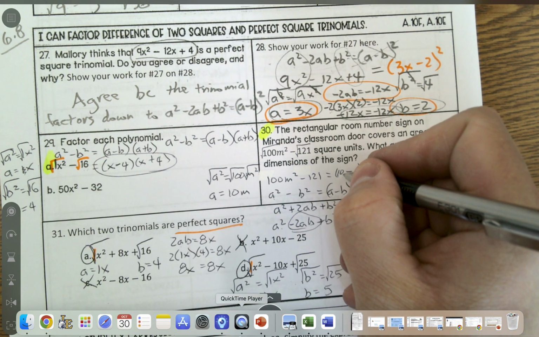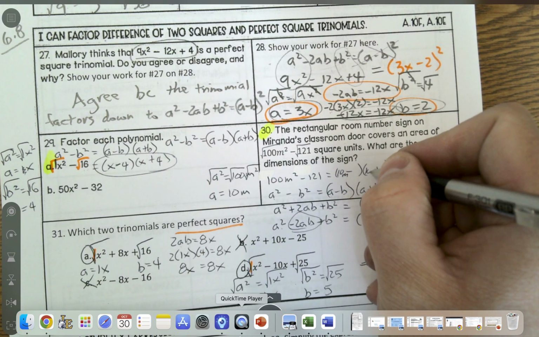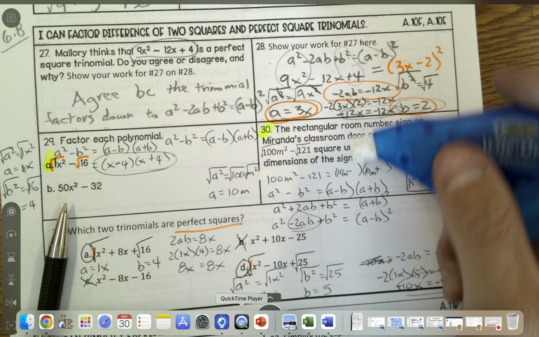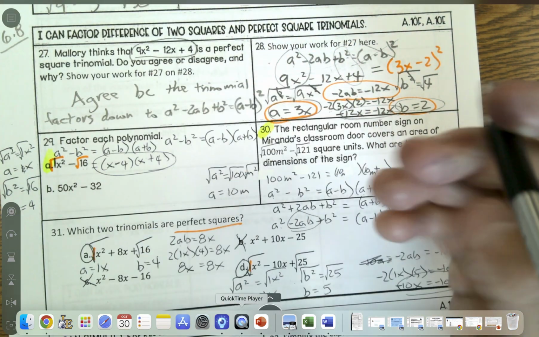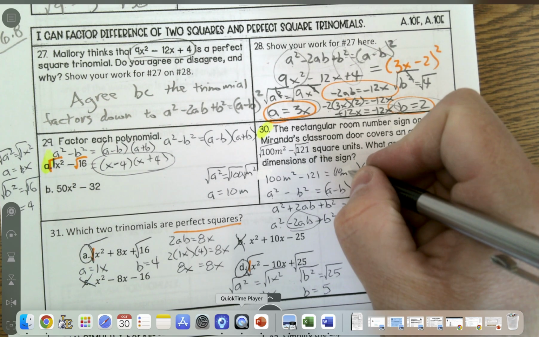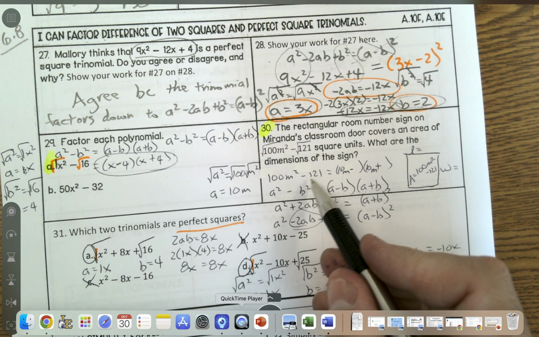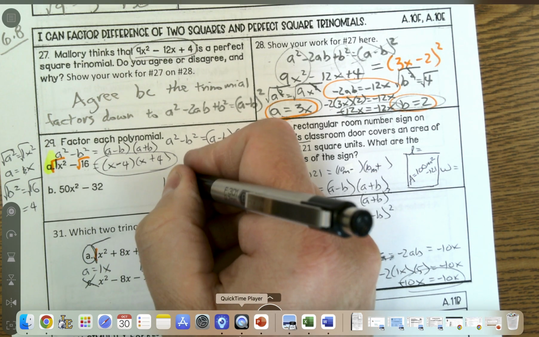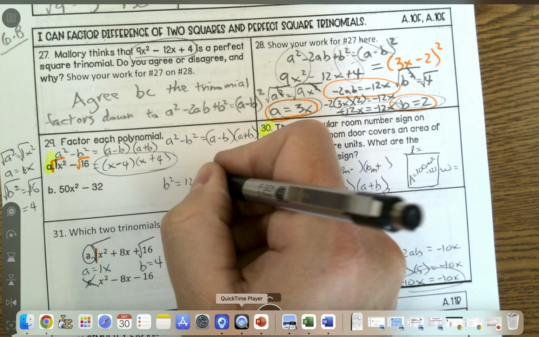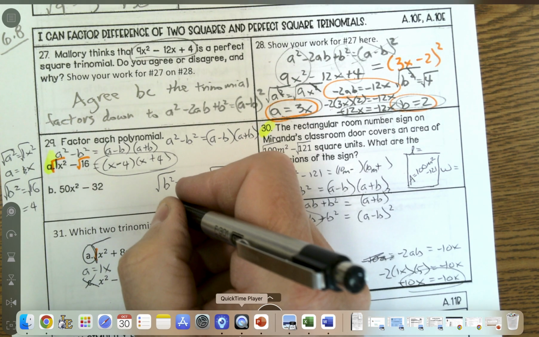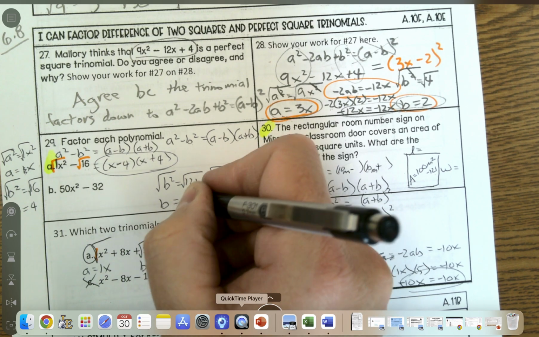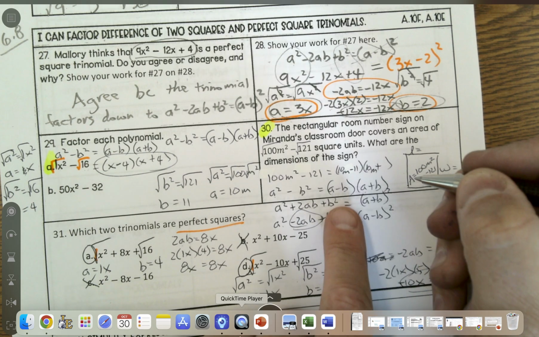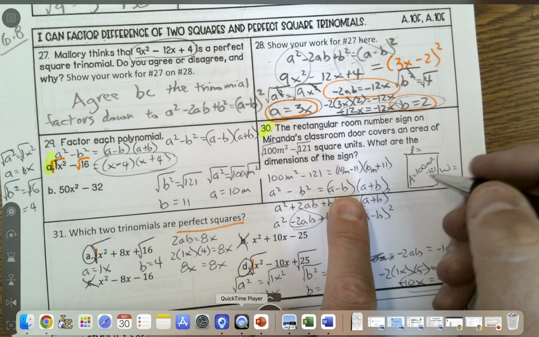I'm really out of space here, I apologize for that. Let me fix this a little bit. I'm still going to put a negative sign in there, but I put it in the wrong spot. And then I can do the same thing for this 121. If I have b squared equals 121, I square root b squared, I get b. Square root 121, you get 11. So my b value is 11, and everywhere I see a b in this equation, I'm going to put an 11. And this is my answer right there.